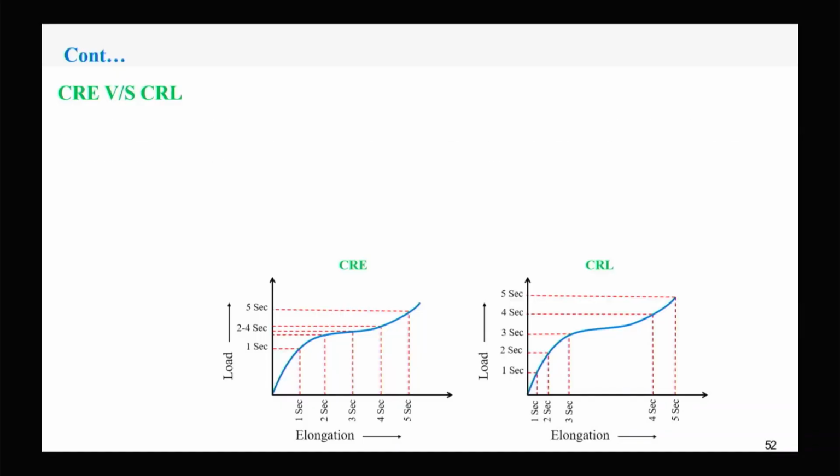Take two portions of the same yarn, one tested using the CRE principle, another using the CRL principle, and for the time being we assume the shape of the load elongation curve is exactly the same. Now when it is working on the CRE principle, CRE means every second, say up to 5 seconds, the extension at each second interval will be exactly the same.